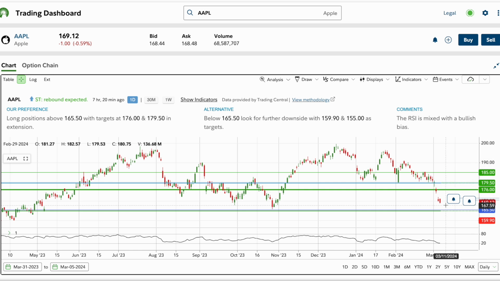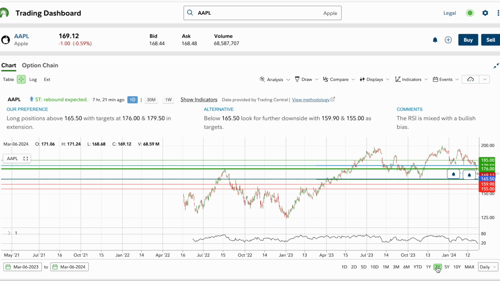I would assume that if we get a pop off this 169 back up to 176, it's a good time to take some profit. If it sells back down, I'll add more again with the gains that I made. Then it says 185 is your third line of resistance. Now it's saying the alternative, if it breaks 165, further downsides 159 and 155. And I do see that.